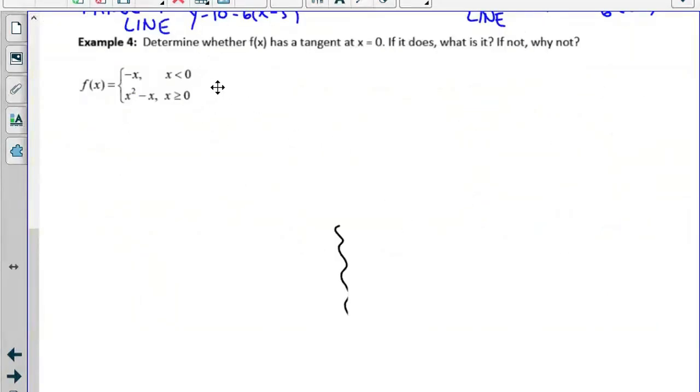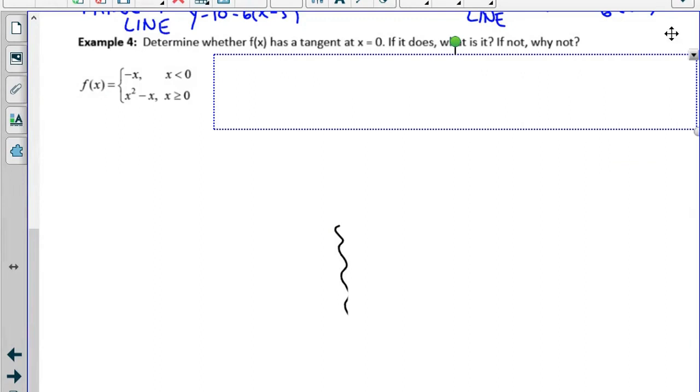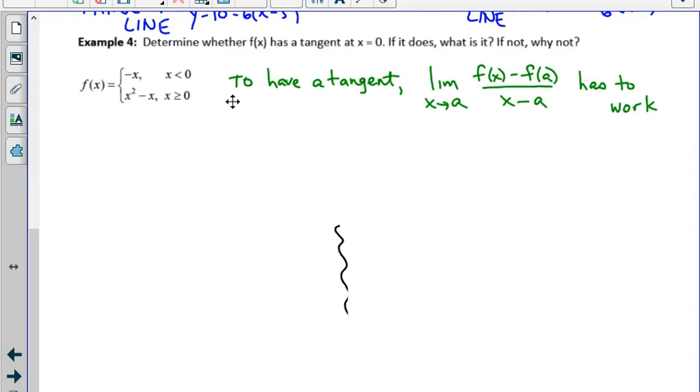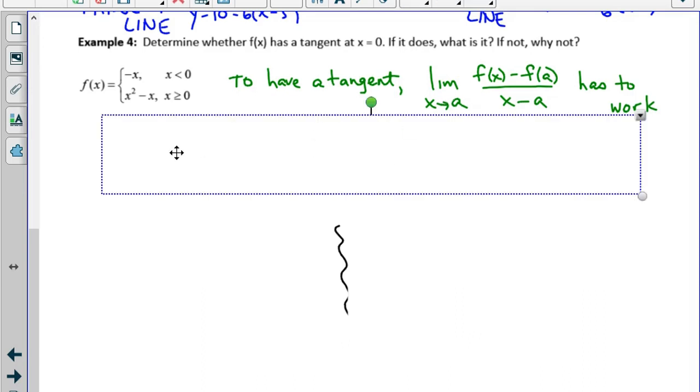Example 4, determine whether f of x has a tangent at x equals 0. If it does, what is it? If it doesn't, why not? So let's think about this for a second. If something has a tangent, that means there's a line that can barely glaze the function without crossing it twice. Algebraically speaking, the limit as x approaches a of f of x minus f of a over x minus a has to exist. It has to work. I could have used method 1, but once again, I'm using method 2 just for simplicity's sake.